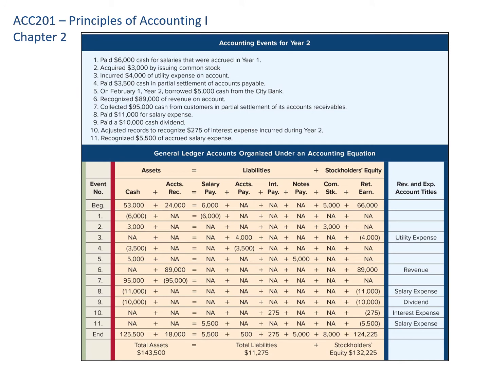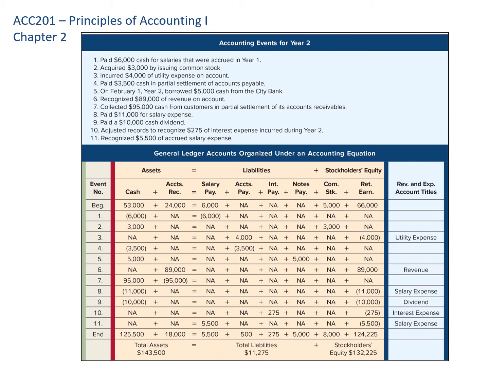So now we've got year 2 here, a bunch of transactions. So we'll just kind of quickly go through these. So we paid cash for the salaries that were accrued in year 1. So I had already recognized that payable. So now I'm just paying a payable. I'm not going to recognize the expense now in year 2. So cash goes down by 6,000 and salaries payable goes down by 6,000.